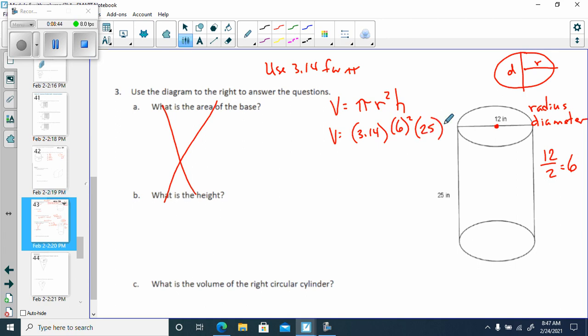Okay? Let's plug that into our calculators. 3.14 times 6 squared, which is 6 times 6, times 25 would give us 2,826. Volume 2,826, and our units are inches, so it'd be inches cubed. Now let's check ourselves. 2,826. Okay.